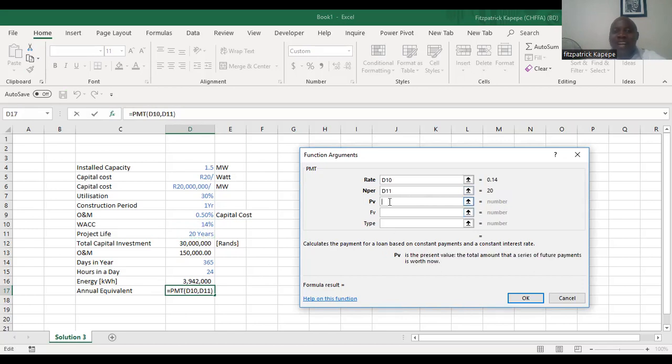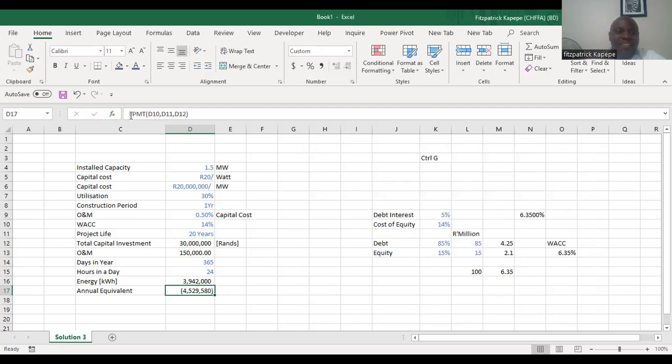What is the present value? Now, because it is in year 0, it is this number here. The present value is this. So then now it gives us every year what this number is, which becomes the equivalent cost.